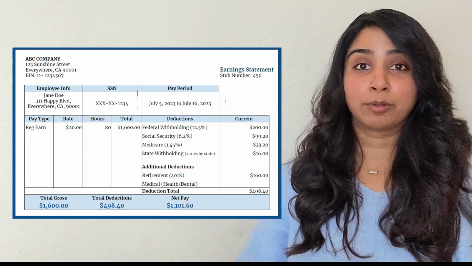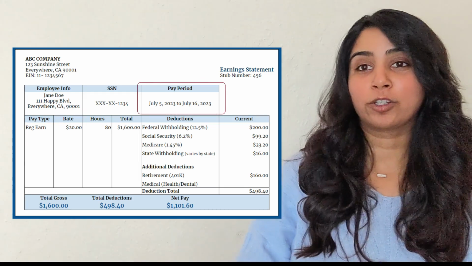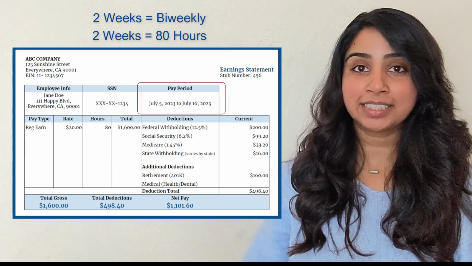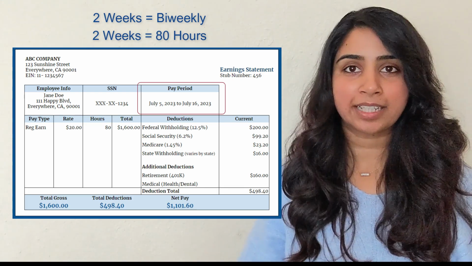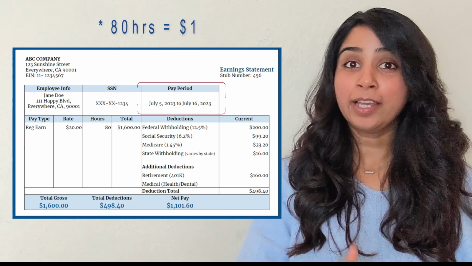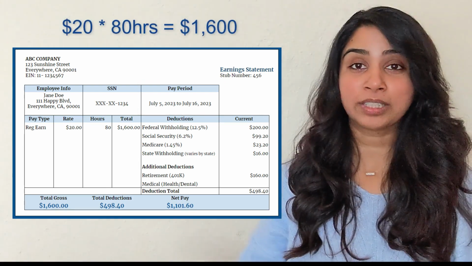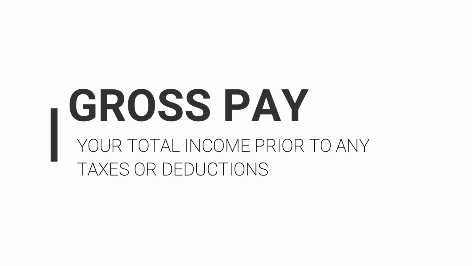And then you're going to have the number of hours worked. In this sample pay stub, it's 80 hours because if you look just to the right of it, the pay period is from July 5th to July 16th, which means it's a 2-week pay period. So 40 hours the first week, 40 hours the second week, a total of 80 hours. All right. And if we do the pay rate, which is $20 per hour, times the amount of hours worked, 80 hours, you're going to get a grand total of $1,600 or your gross pay. Your gross pay is just another way of saying how much you make before any type of deductions.